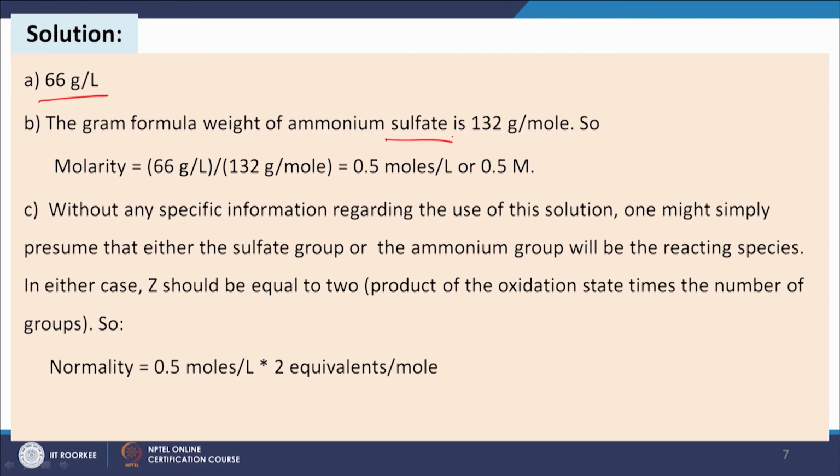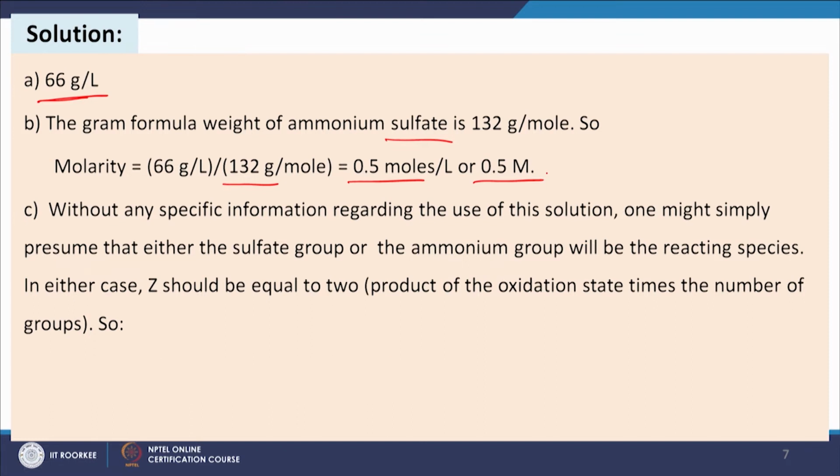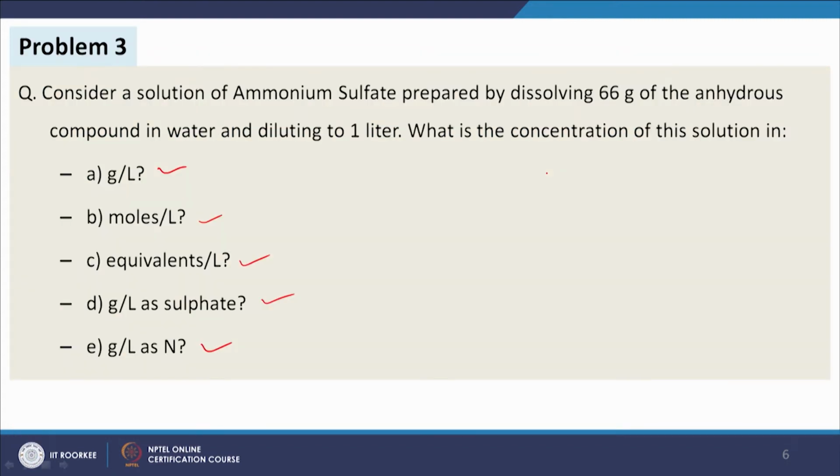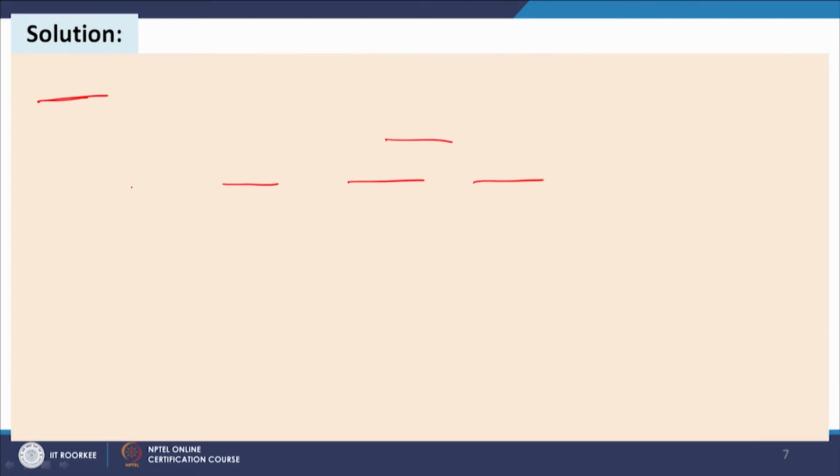So, molarity equal to how much? How many moles will be there in this 66 gram of material? So, that will be 66 gram per liter divided by 132 gram per mole, and we are getting 0.5 moles per liter, or the strength is 0.5 molar. So, with respect to molar, which we are asked in part B, moles per liter, that is molar, and that was gram per liter. So, we are able to find out, and then third is your equivalents per liter.